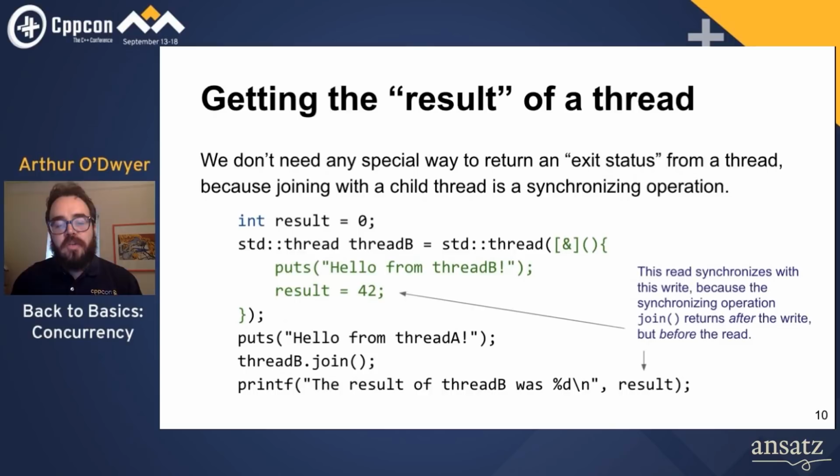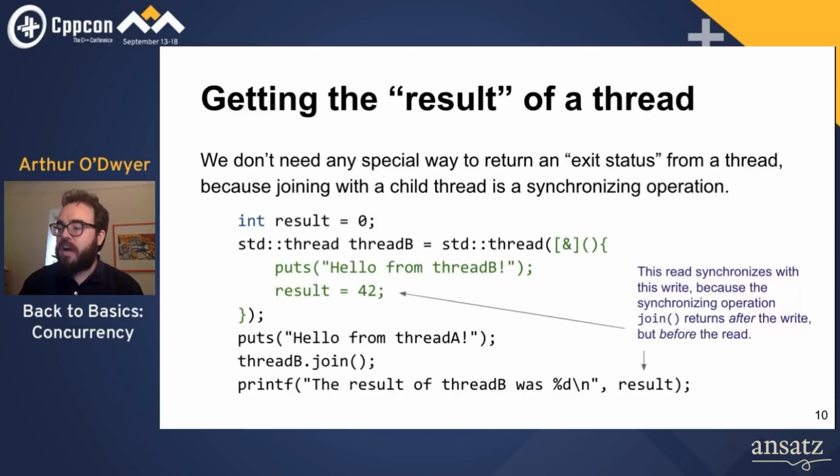So that was how we create a thread. So how do we get the result of that thread that we've joined? Threads don't have explicit results. There's no way to ask a thread, hey, what was your status? Because joining with the child thread is a synchronization operation.